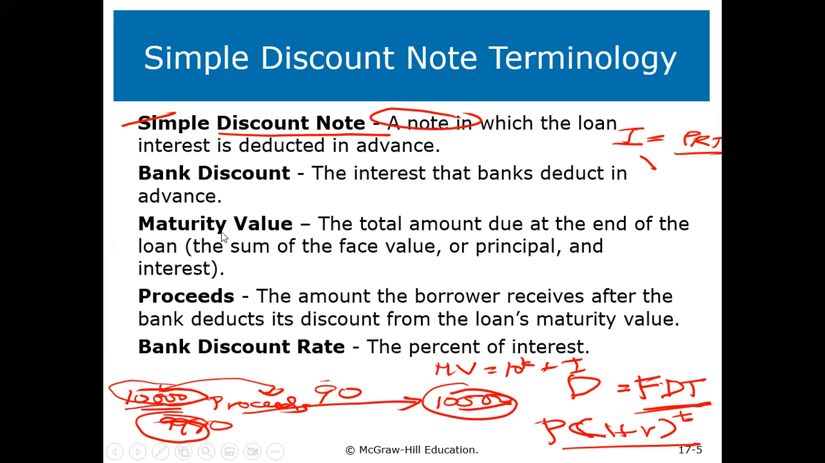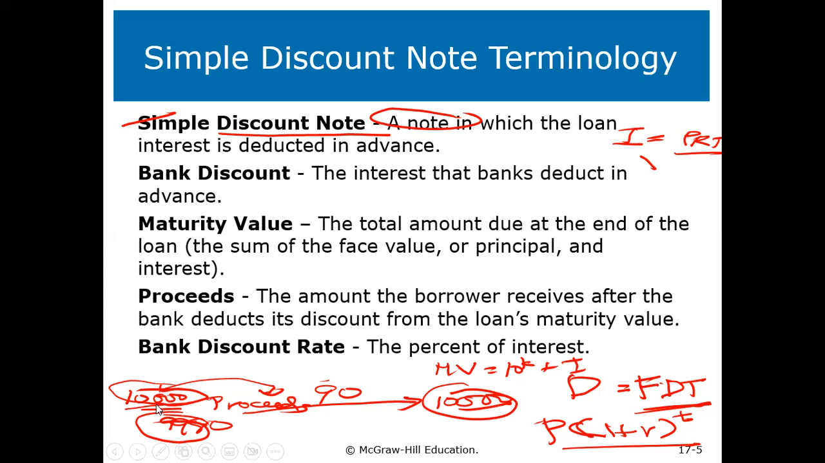Magkaiba din ang maturity value kapag simple discount at saka simple interest. Kapag simple discount, okay, the maturity value is equal to the face value. Diba? Yung face value, ito yung nakalagay dun sa note. Nakalagay that I owe you, I borrowed, or for value received of 10,000. That's what we call the face value. Yun makikita sa face, dun sa papel mismo, sa note, 10,000.